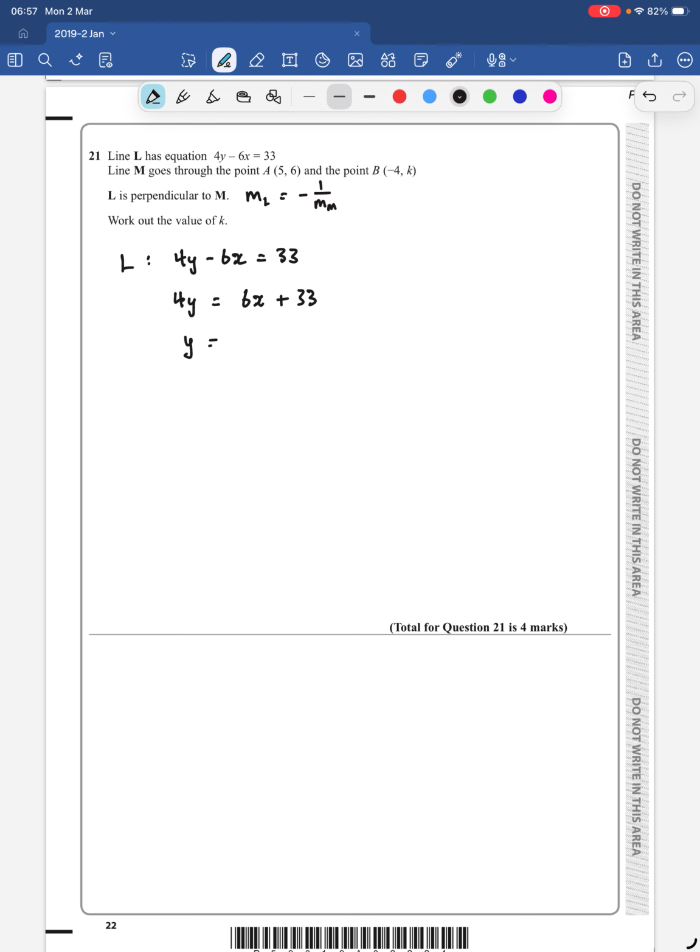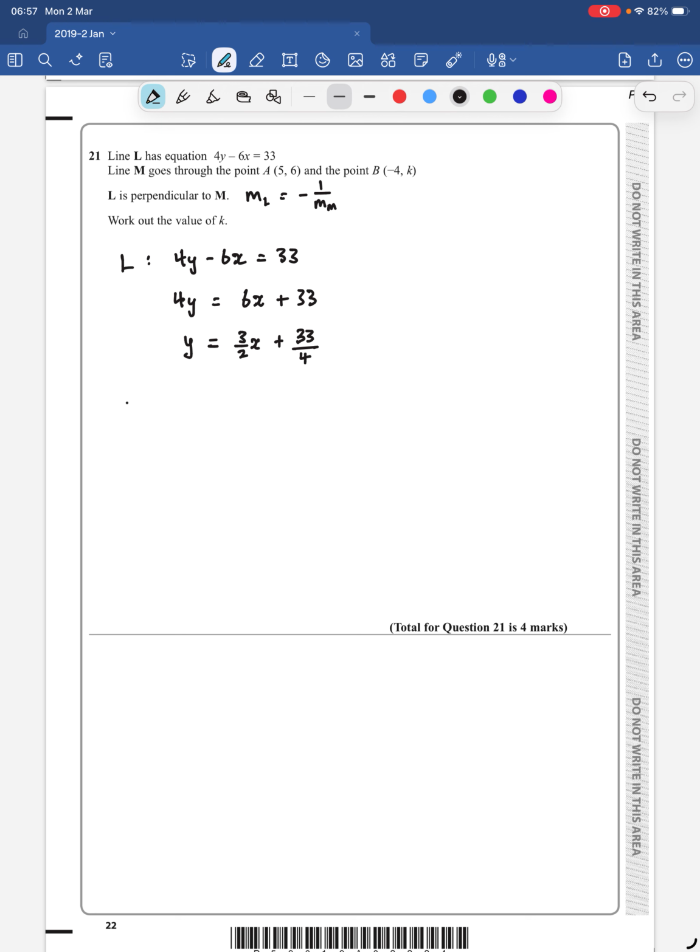And that gives me y equals 6 over 4 x. Well, 6 over 4 is 3 over 2, plus 33 over 4. I could put that in my calculator, but I don't think it's a very good idea. I'm quite happy just to call it 33 over 4. That's absolutely exact, and it will give me all of the marks for that little point. So I've got L as y equals mx plus c.